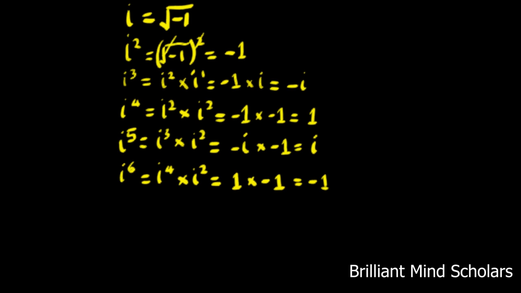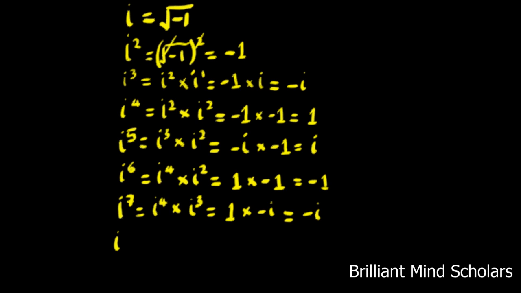Okay, quickly moving on. i raised to power 7. We can choose to rewrite i raised to power 7 as i raised to power 4 times i raised to power 3. So we know that i raised to power 4 is 1, and i raised to power 3 would be minus i. So that will give us 1 times minus i. So in this case, 1 times minus i will give us minus i.